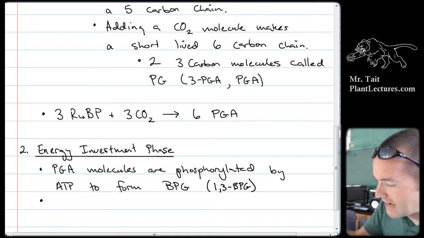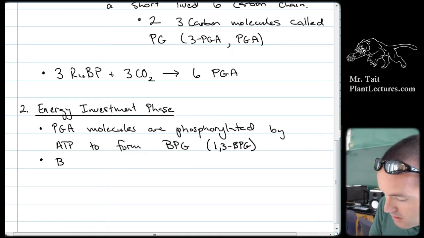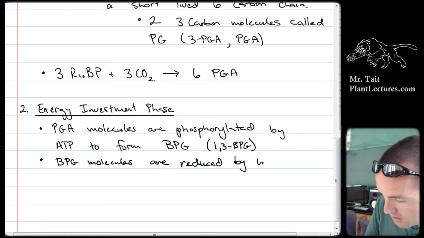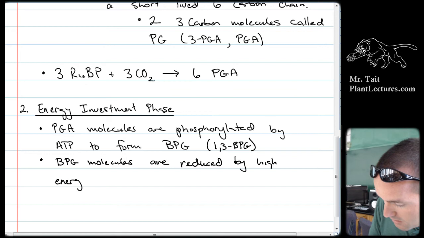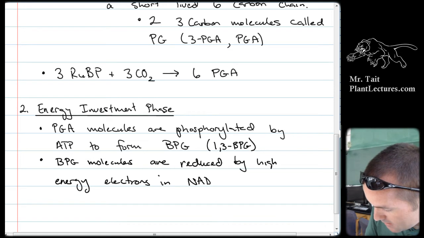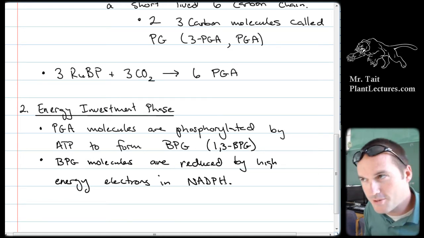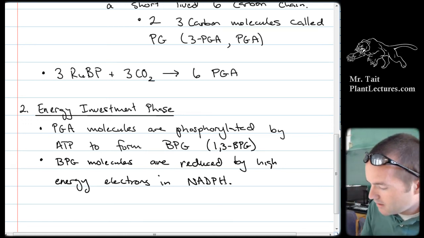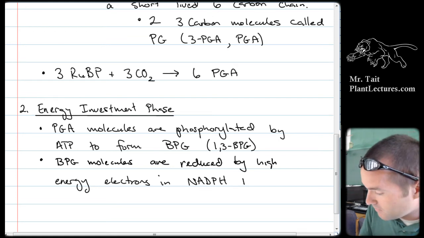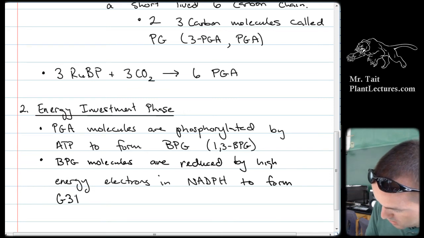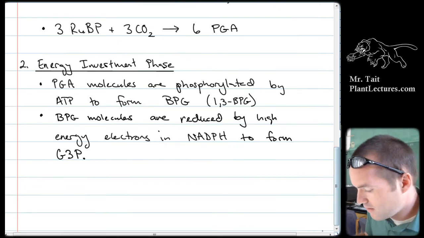The second thing that happens is BPG molecules are reduced by high energy electrons in NADPH. We said NADPH is holding 2 high energy electrons. It dumps them onto BPG, and this creates a molecule that is called G3P, to form G3P, glyceraldehyde 3-phosphate.